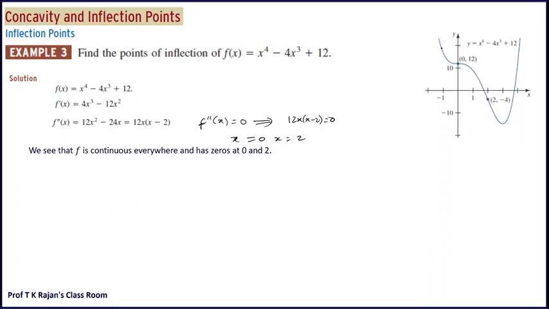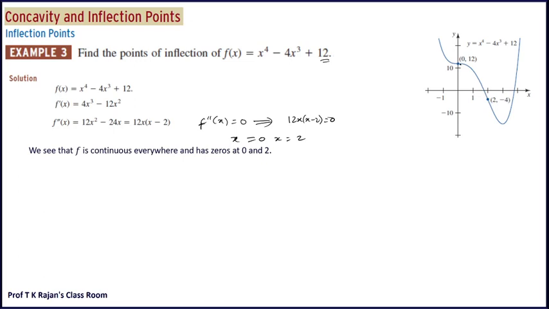Now this is the graph of the function. Even otherwise, we can check whether 0 is an inflection point or 2 is an inflection point. So this is the point at x is equal to 0, which is 0, 12. The y coordinate is 12 here. If you calculate when x is equal to 0, we are getting 12. So 0, 12 is a point. Here another point we have got is 2, minus 4.